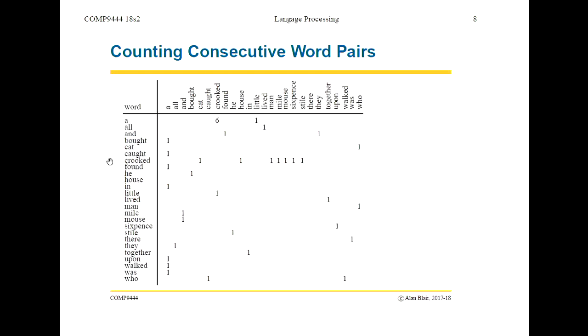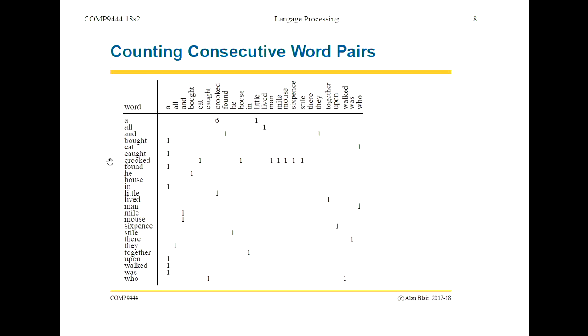Now, another thing we can do, if we're not looking at document classification, but at other tasks like translation or predicting the next word or generation, then we could look at what words tend to follow other words. So we can make this matrix that counts the consecutive pairs of words. Here again we have all the words down the rows and all the words across the columns.